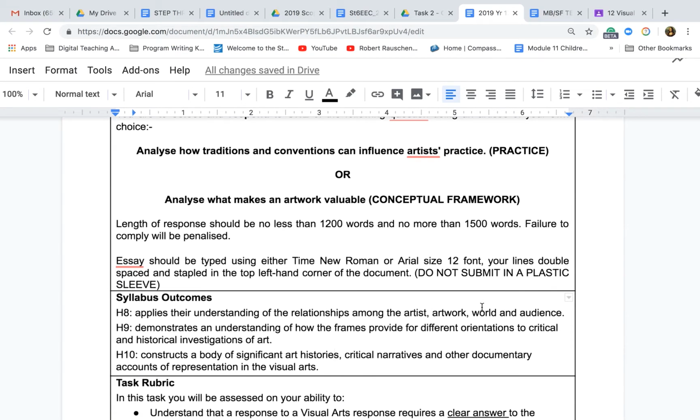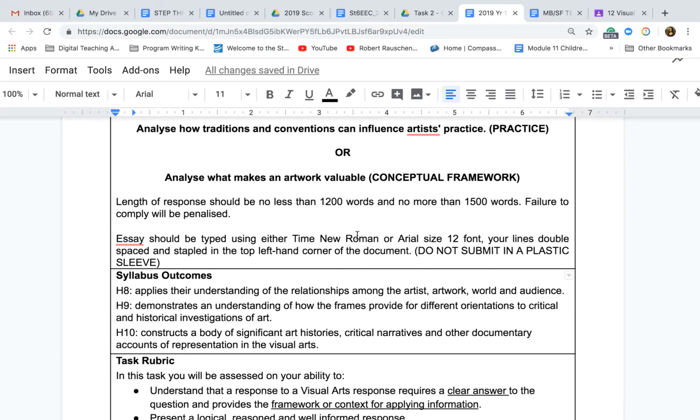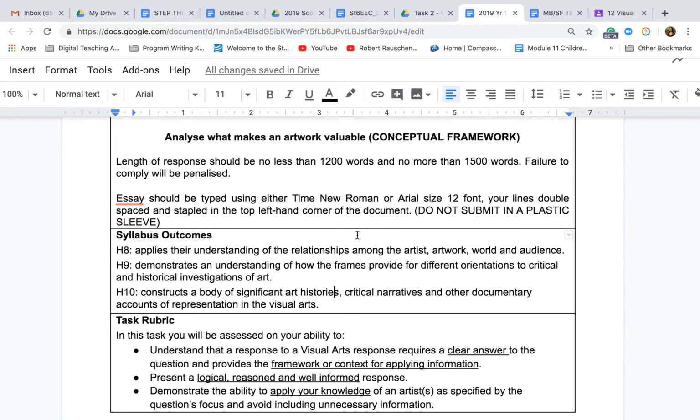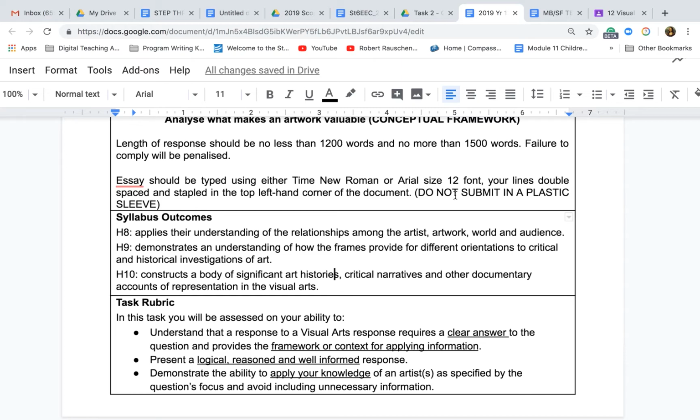One of the requirements is that the length of your response should be no less than 1,200 words and no more than 1,500 words. Failure to comply will be penalized, and all those penalties are in your student handbook, so please make reference to them. It's important that the size of your text is 12, which makes it much easier for me to read. Your essays will be double marked, so it won't be just I, it will be Mrs. Barbara and I marking them. To make it as easy as possible for us, please ensure that you have the size 12 font.